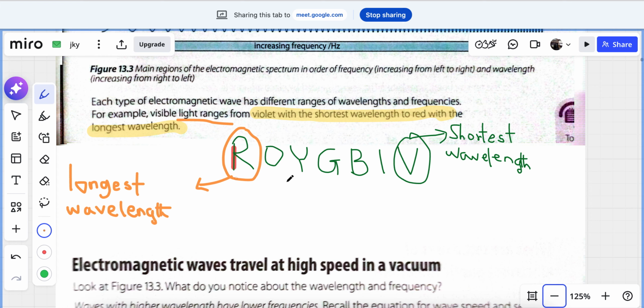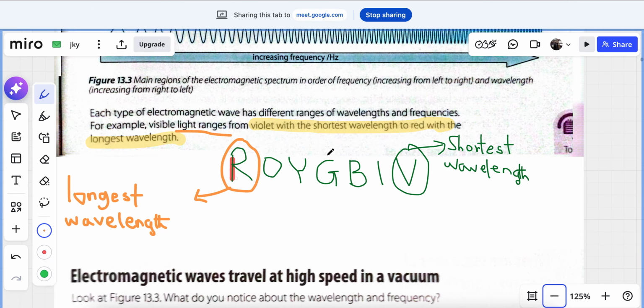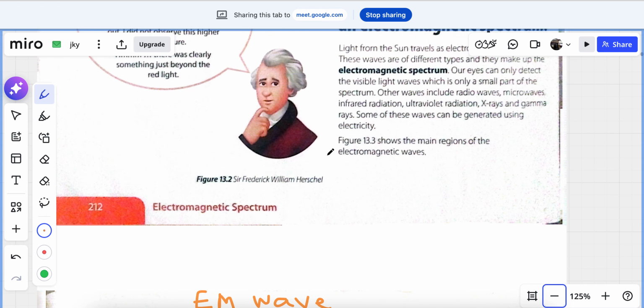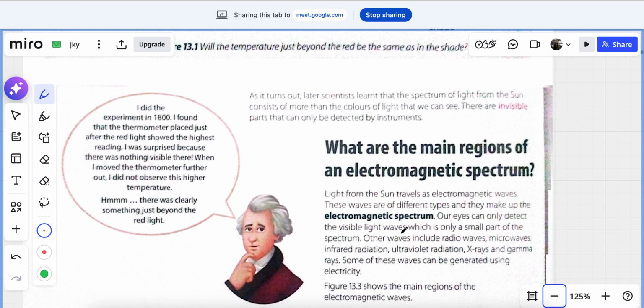You have the orange color next to it. You have the yellow color. You have the green color. You have the blue color. You have the indigo, and you have the violet. Violet has the shortest wavelength. Remember that. Violet, which is the last one, has the shortest wavelength.